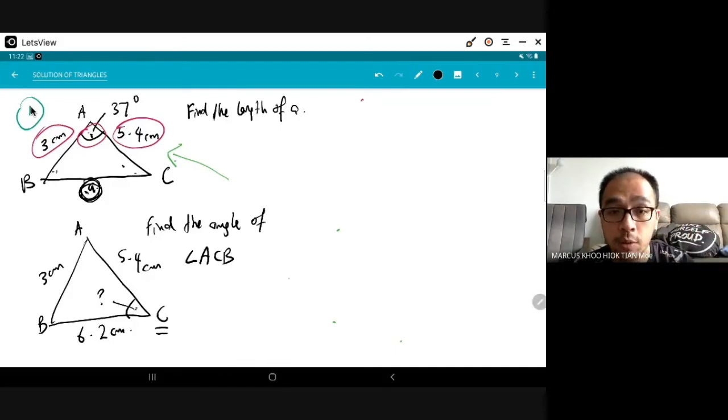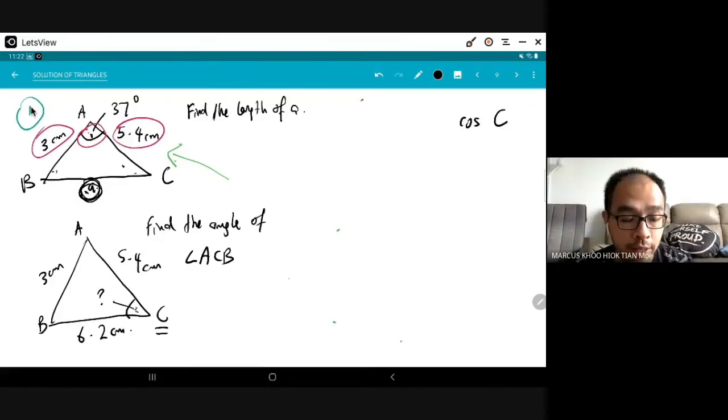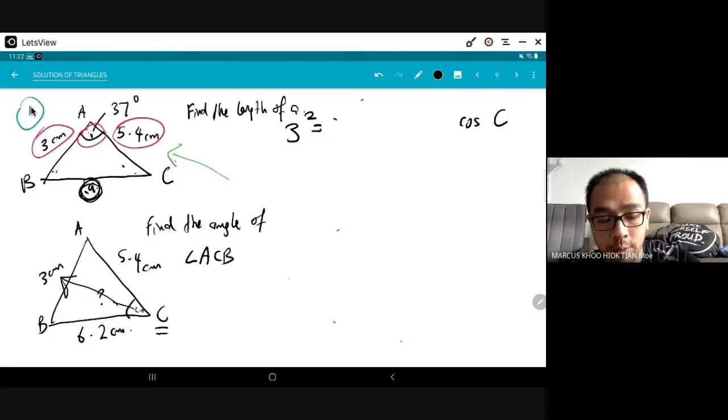If this is the angle we want to find, that is the one we put first: cos C. And if this is the angle, which side do we put at the beginning? It must be the side that is opposite to the angle that is given. So this is 3 squared. Then you put in the rest, equals to 5.4 squared plus 6.2 squared minus 2, 5.4, 6.2.